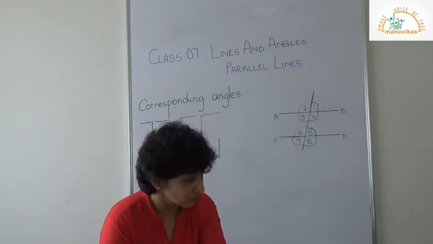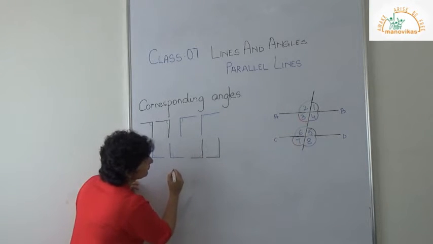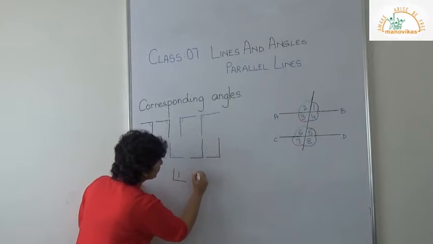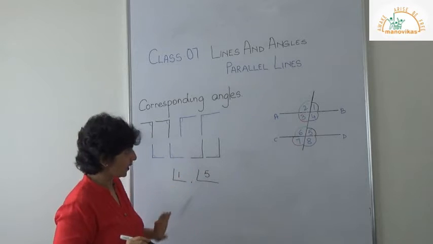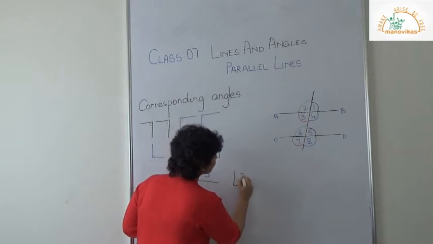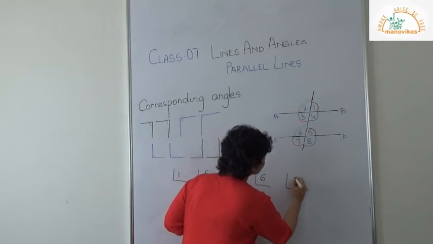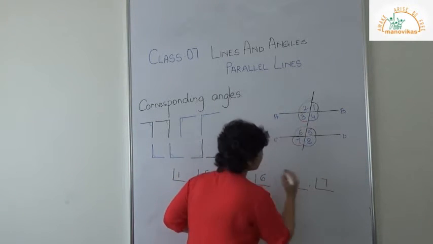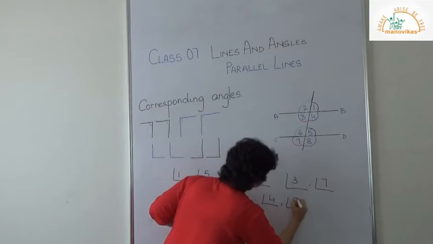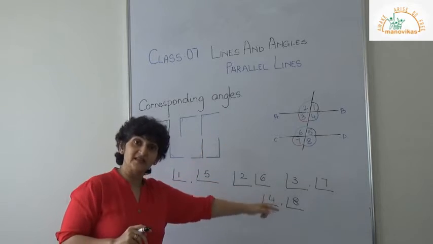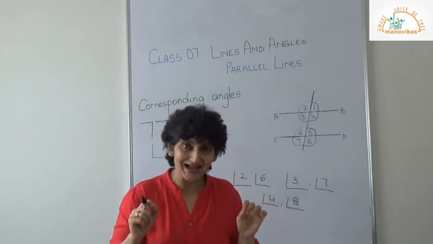So, now, let's write which are our corresponding angles. So, we have angle 1 and angle 5. These are corresponding to one another. Then I have angle 2 and I have angle 6. Then I have angle 3 and angle 7. And then I have angle 4 and angle 8. So with this, I'm sure you have understood what are corresponding angles.